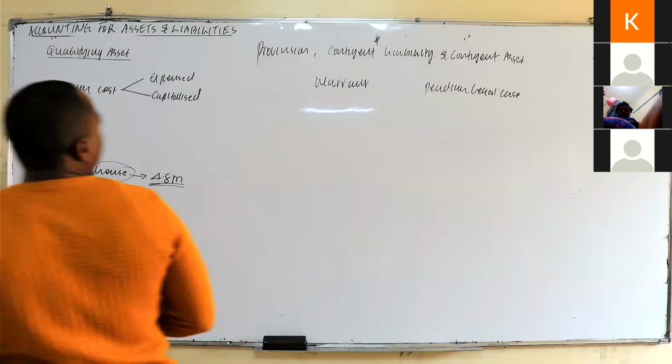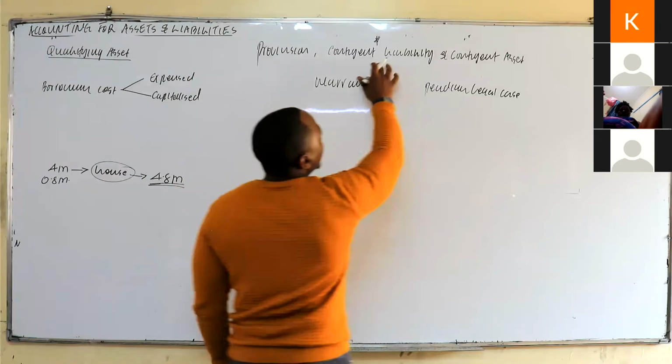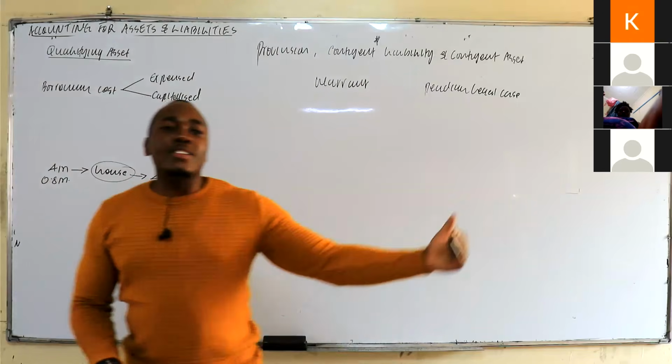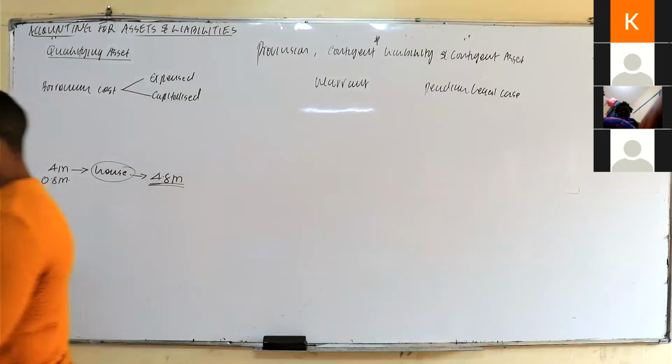Then we have contingent assets. Now, a contingent asset is the opposite of a contingent liability. But in this case, you expect to receive. All right, now let's go through that.